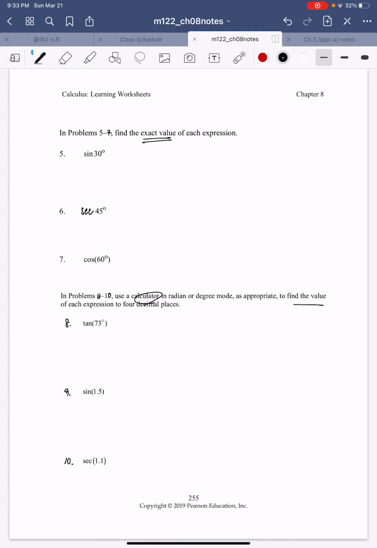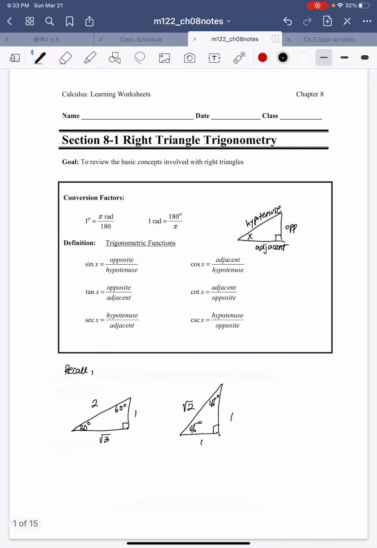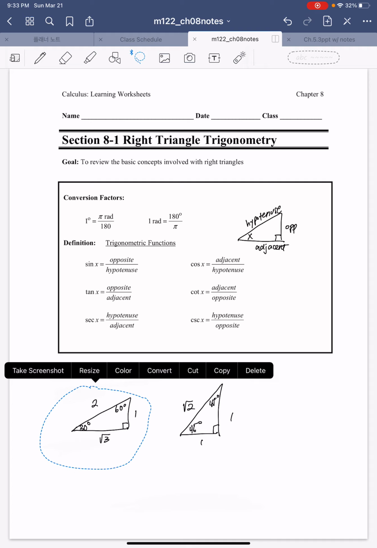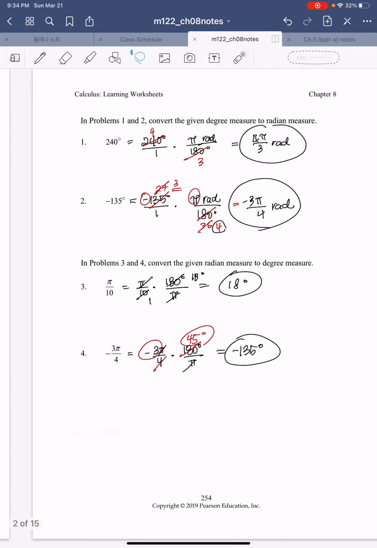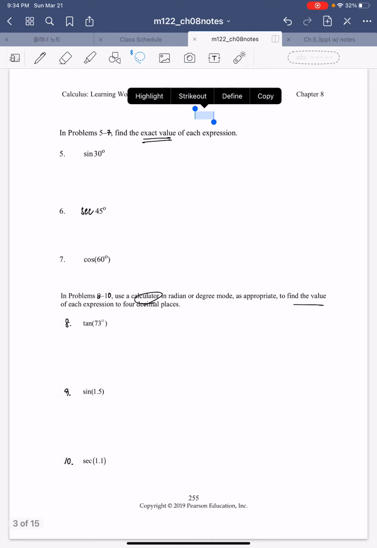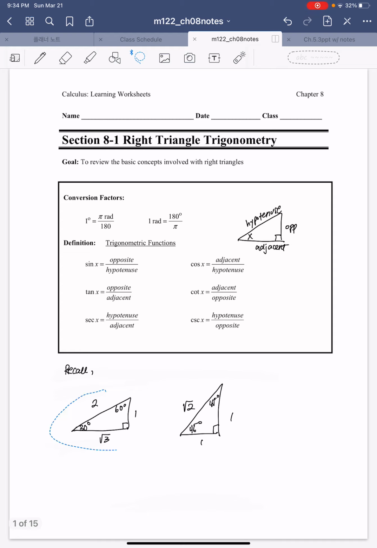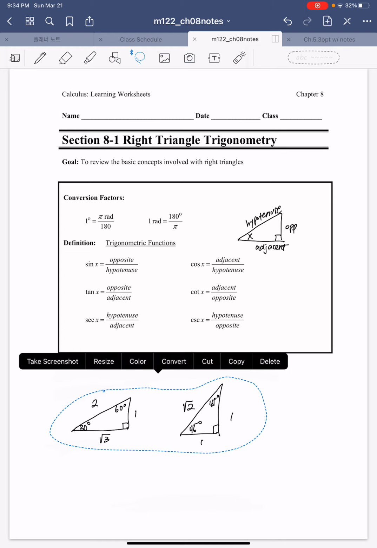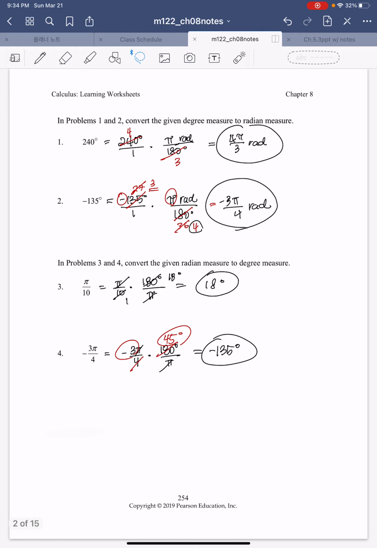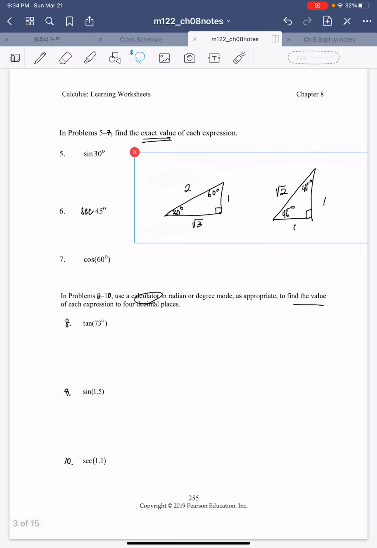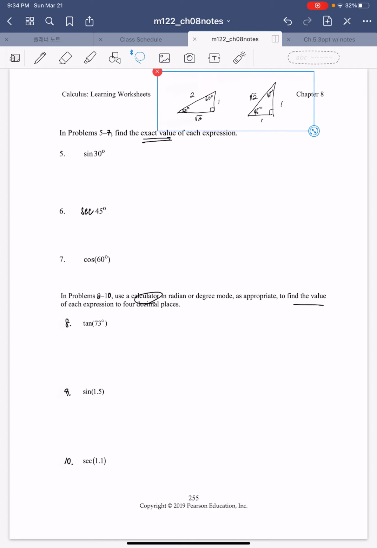So let's start with the 30 degree. I have the sine of 30 degrees. Going back, I will be using this triangle because it's a 30 degree. Let me copy both triangles and put them over here so you can see this triangle.